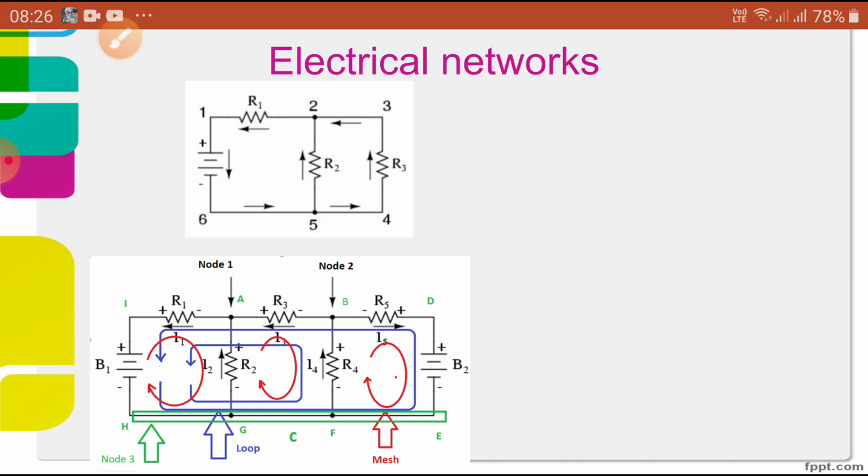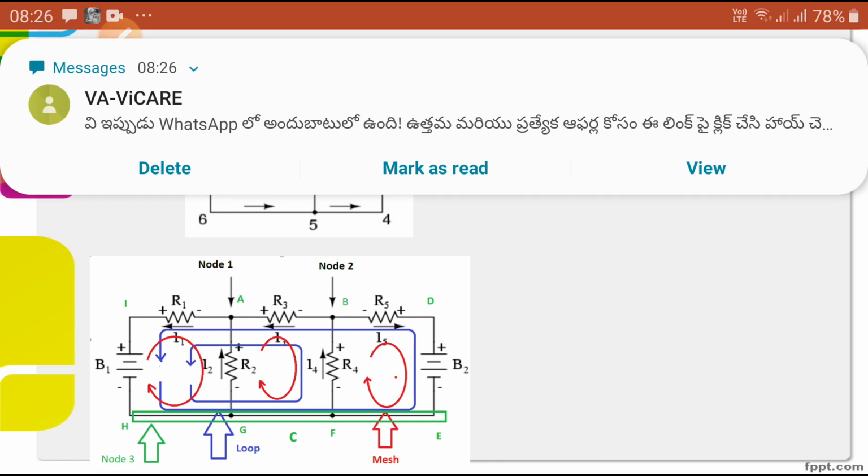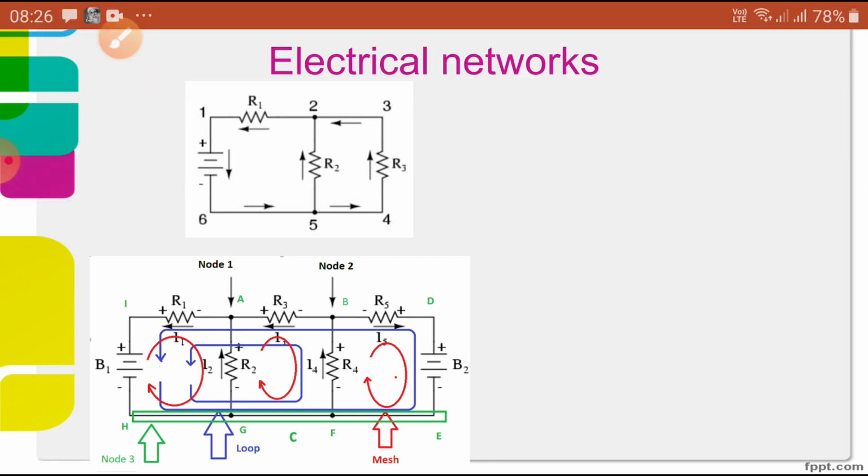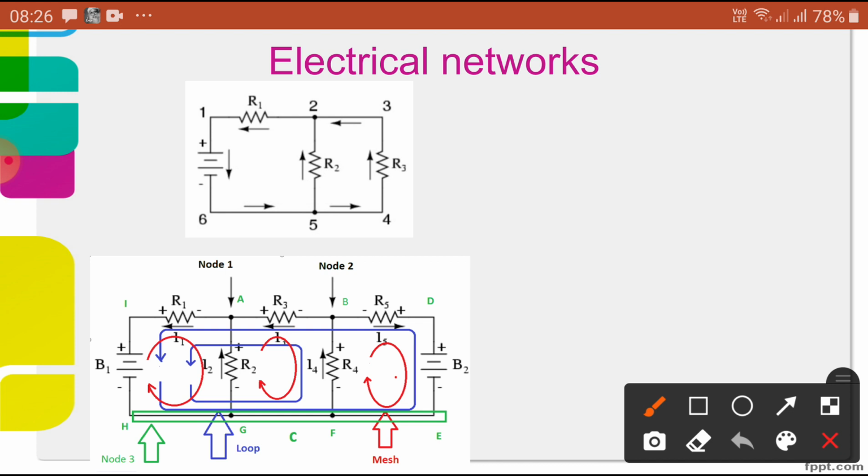So, by using these two laws, by branch current method, by mesh analysis, by nodal analysis, we can calculate the values, whatever you require. For example, if I want to know the voltage across node B, I can easily calculate it. If I want to know the current I2 through R2, I can easily calculate it by using Kirchhoff's laws.